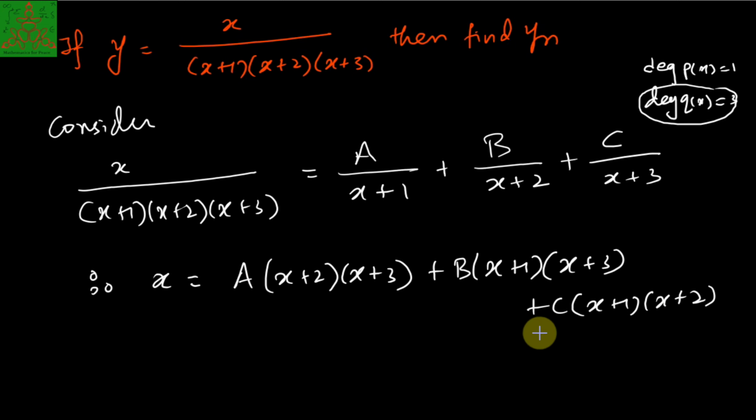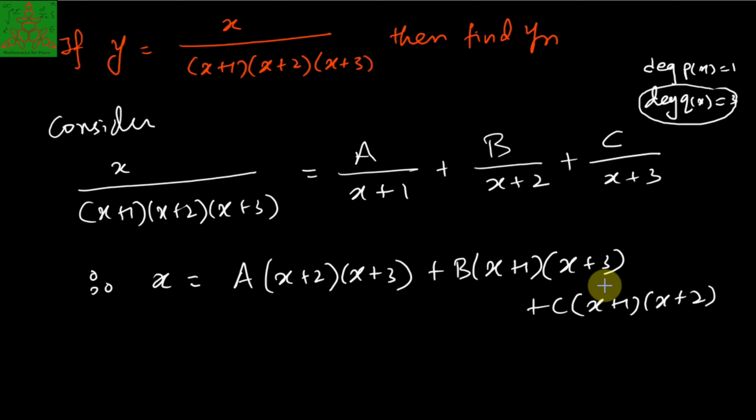That can be done in two ways. Either you can substitute, since this equation is true for any value of x, some particular values of x here and calculate the values of a, b and c. Another way is to simplify this, that means expand the brackets on both sides and compare the coefficients. That will lead to three linear equations in terms of a, b, c, and you can solve them to get the values of a, b and c.